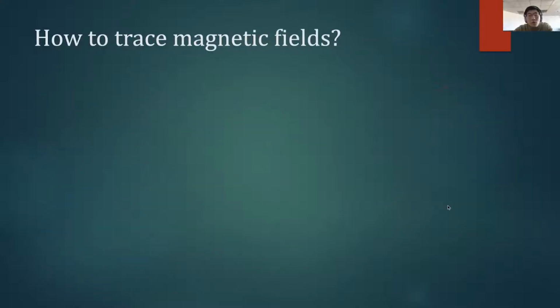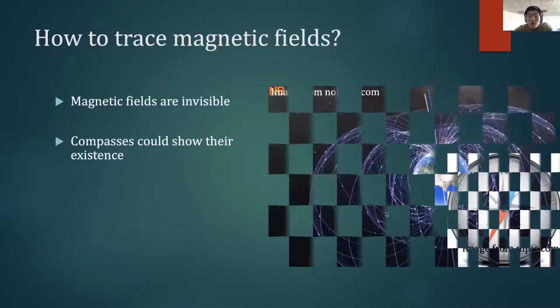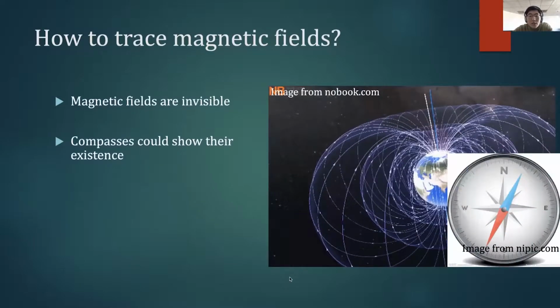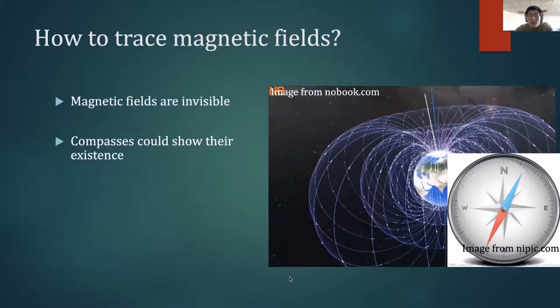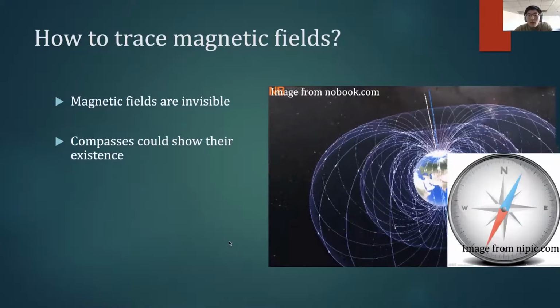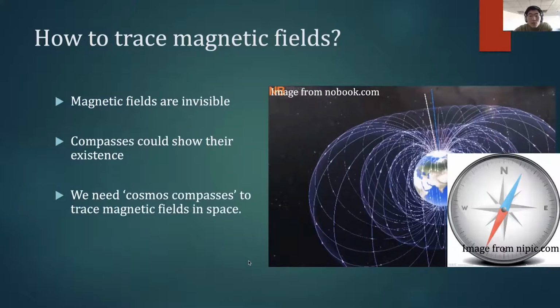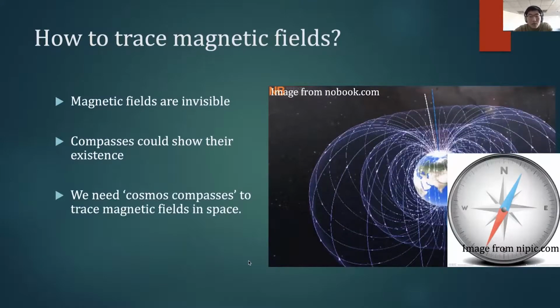So how do we trace magnetic fields? As we know, magnetic fields are invisible. And on the Earth, we can use compasses to trace magnetic fields. When the compass shows the direction, we know there is a magnetic field. So in astronomy, we also have such cosmic compasses to trace the magnetic field in space. That is dust grains.